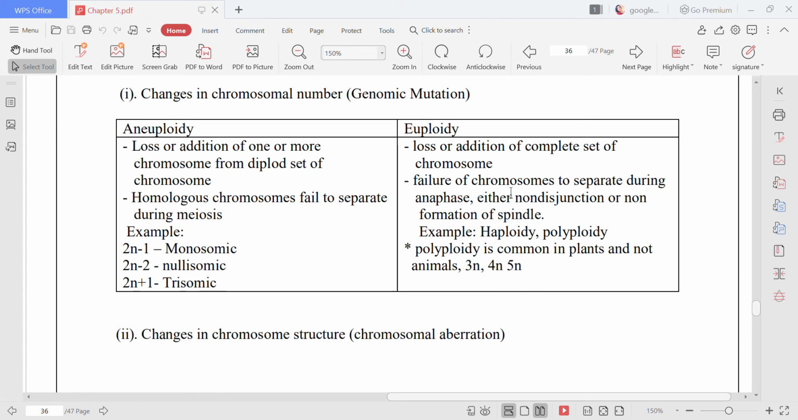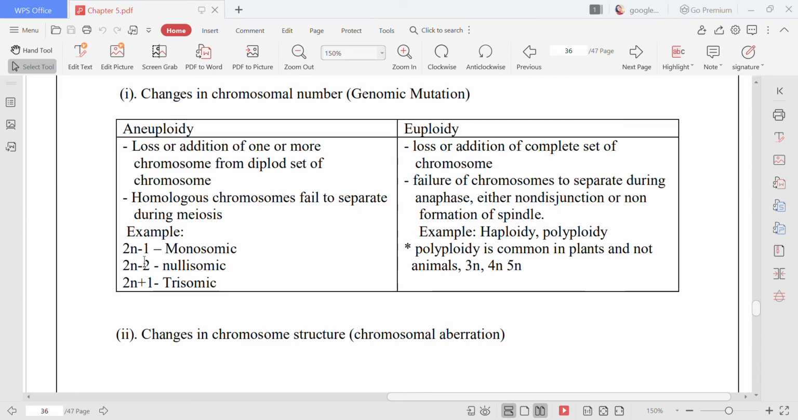And here, failure of chromosomes to separate during anaphase, either by non-disjunction or non-formation of spindle fibers, because of which they do not separate. Spindle fibers attach to the kinetochore or the centromere part, and they try to pull the two chromosomes to the poles. Remember? So that did not happen. Because that did not happen, they could not separate. So the example is haploidy or polyploidy occurs.